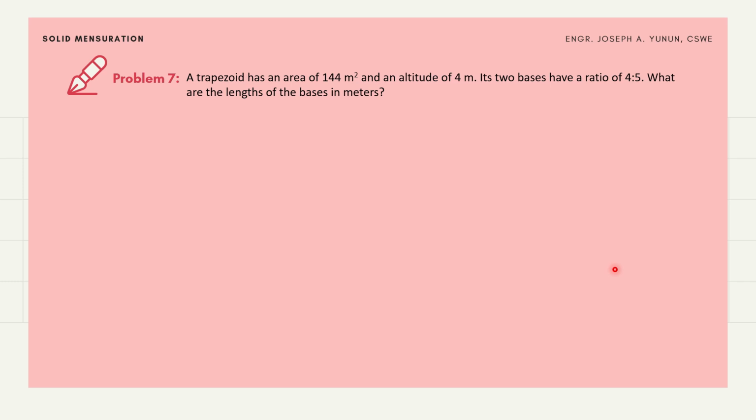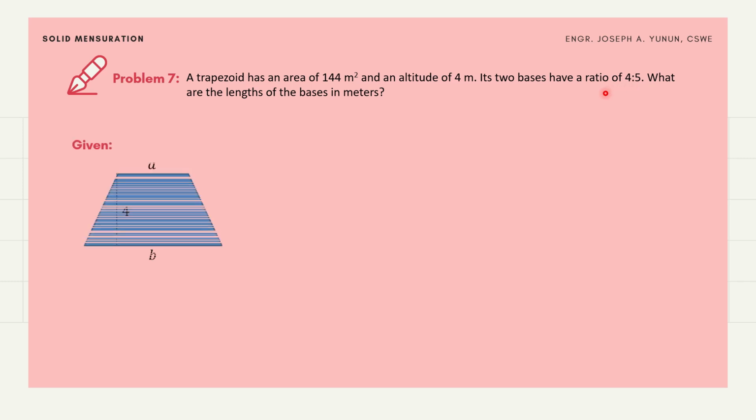Okay, last problem probably. A trapezoid has an area of 144 square meters, so the area of the trapezoid is given, and an altitude of 4 meters. Its two bases have a ratio of 4:5. What are the lengths of the bases in meters? Okay, so the area is given. It is a trapezoid. Altitude is 4 meters. And then the ratio of the two bases is 4:5.